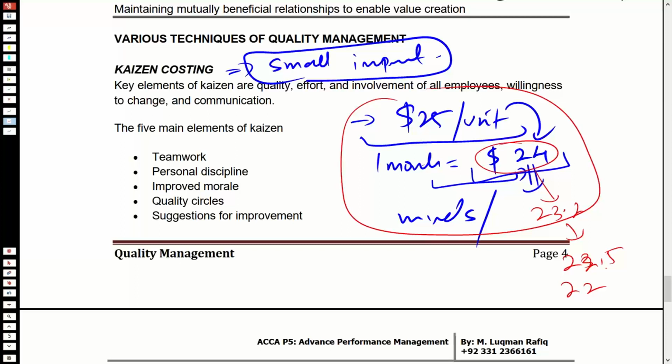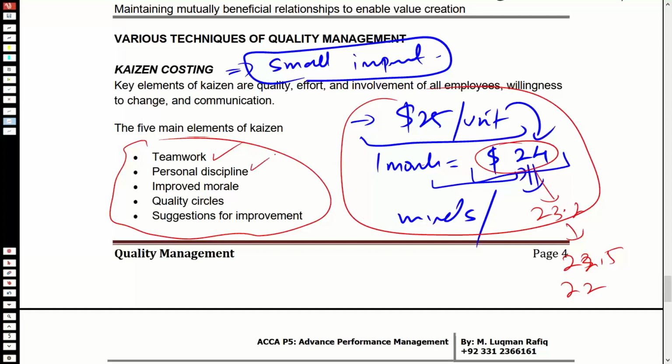What actually happens next is, how is this possible? This is possible with respect to these 5 elements. What are these 5 elements? The first is teamwork. They should work as a team. When they work as a team, what does this mean? Automatically there is going to be knowledge sharing and discussion amongst themselves, which is ultimately going to help them.